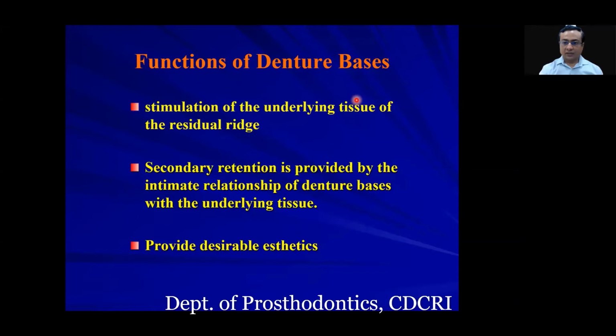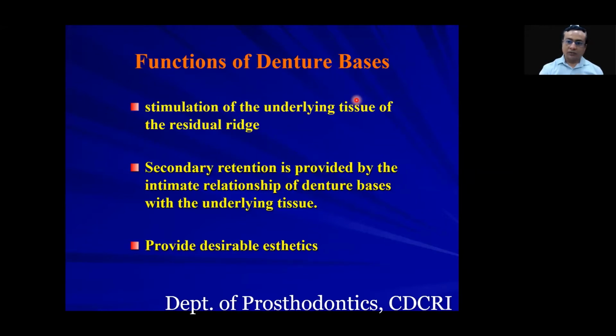Now, whenever these functional forces are transferred to the supporting tissues, that is the residual alveolar bone, if those forces are within the physiological limit, then these forces will stimulate and maintain the form of the residual ridge. All of you know, with the loss of the teeth, alveolar bone undergoes resorption. Now, giving a partial denture may reduce the speed of this alveolar bone resorption.